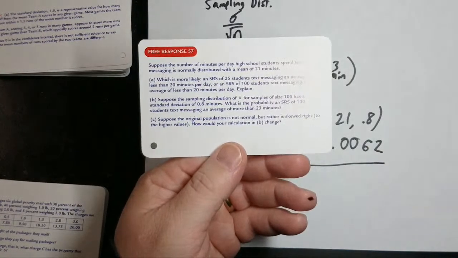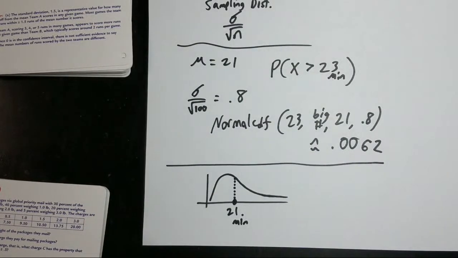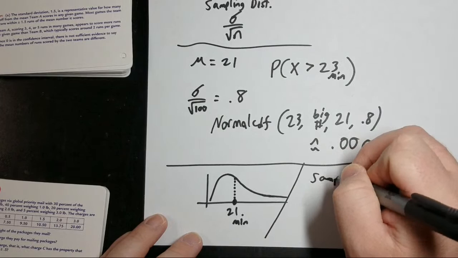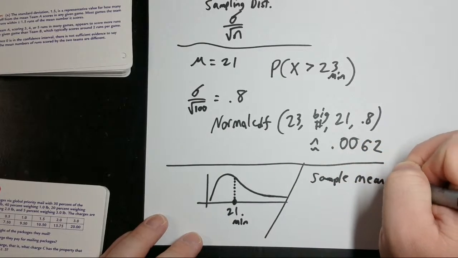I'm just speculating based on what they said. How would your calculation in part B change? It would not change at all. I would not change a thing. And that has to do with what we learned in that chapter of sampling distributions. It doesn't matter what the original population distribution looks like, because what we are doing is working with sample means.